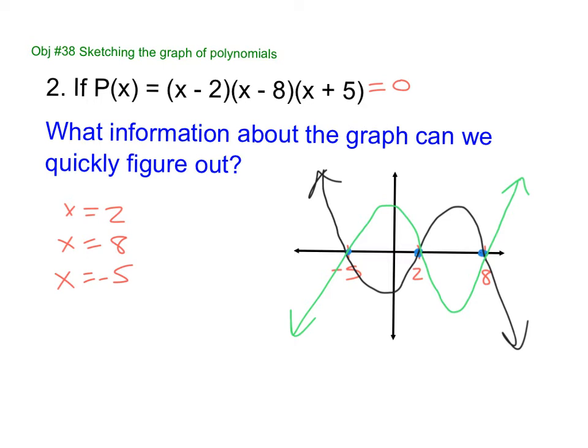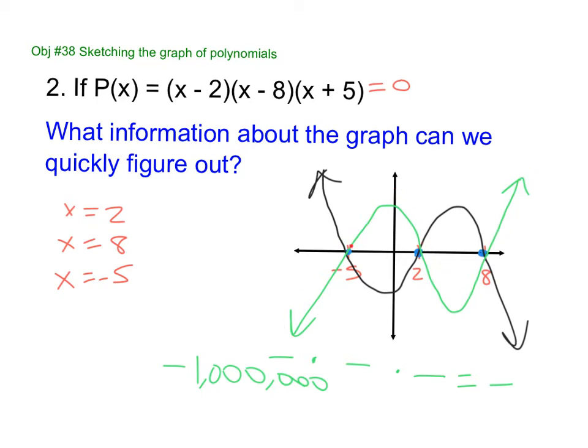Now, if I plug in a negative 1,000,000, right? Negative 1,000,000 minus 2, negative 1,000,000 minus 8, negative 1,000,000 plus 5. That's a negative times a negative times a negative, which is a negative. So my y value on the left side, as x goes negative, my y goes negative. So the answer is the green one. So my graph is going to be the green equation for this one.